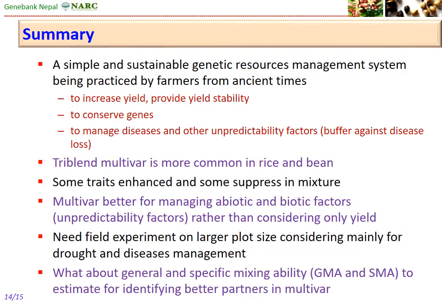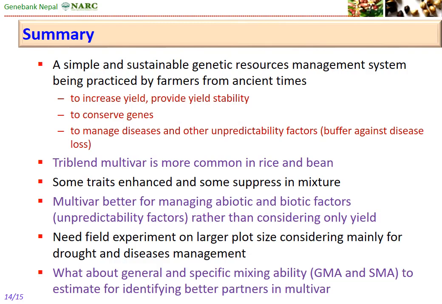To sum up, this cultivar mixture is very old and has been practiced by farmers since ancient times, not only in beans but also in other crops, especially for increasing yields and managing disease and other unpredictability factors. We found that trivalent multivar is very common in rice and bean. Multivar is better for managing abiotic and biotic factors.